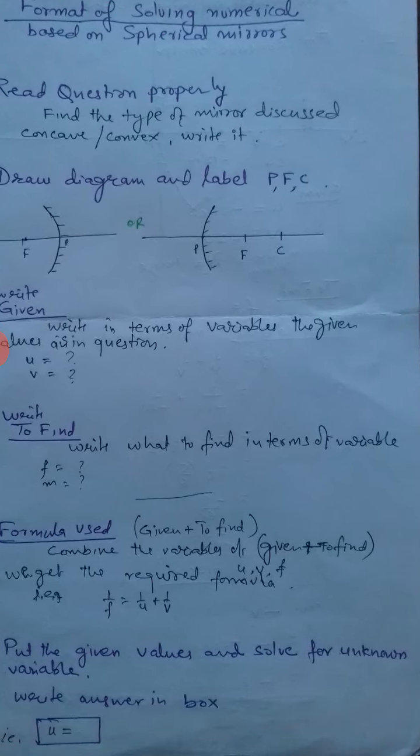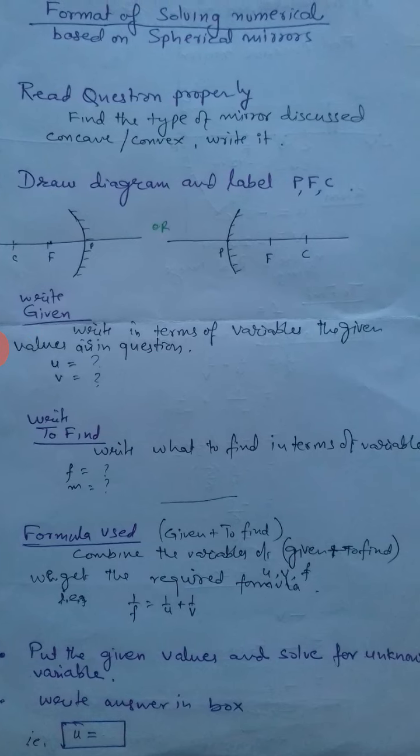Accordingly, you will use these variables, and then you will write the to find heading. What is required to be found? The unknown variable, you have to write this, and after that you will write the formula used. Here two formulas are there, and you are aware of them in this topic, spherical mirror. One is the mirror formula, 1 by f is equal to 1 by u plus 1 by v, and the other for magnification, m is equal to minus v by u is equal to h dash upon h, as you are aware of it.